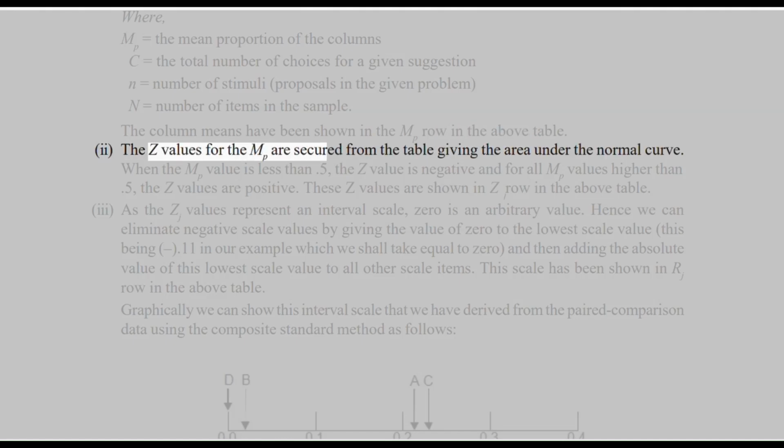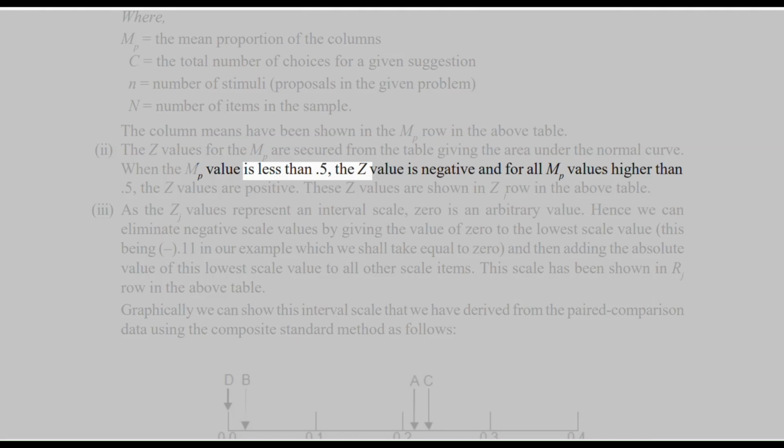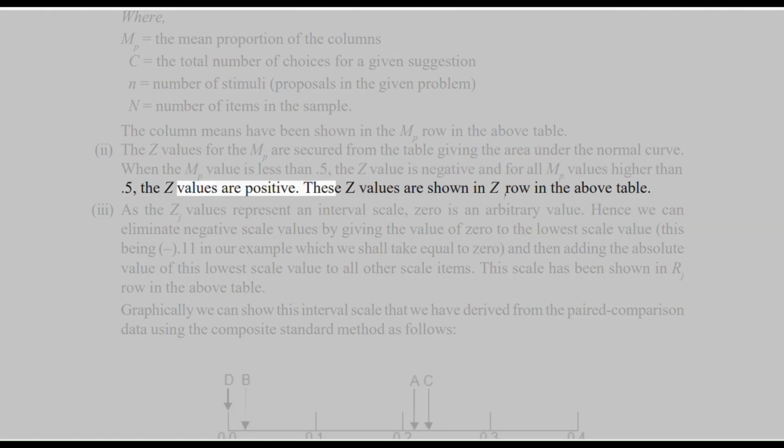2. The Z values for the NP are secured from the table giving the area under the normal curve. When the NP value is less than 0.5, the Z value is negative, and for all NP values higher than 0.5, the Z values are positive. These Z values are shown in Z row in the above table.